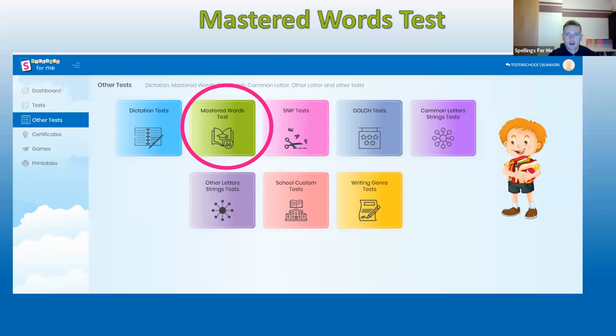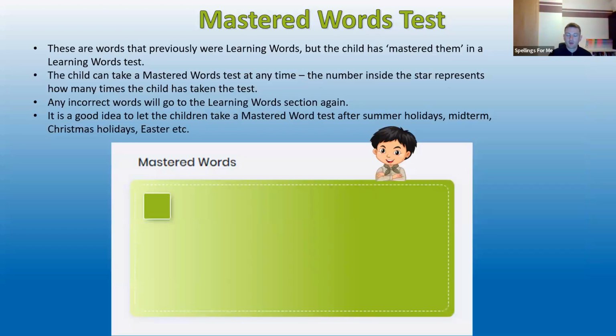Mastered words test: even though it's listed as an extra here in this video, it should not be an extra for those of you who are support teachers. For children with assessments of dyslexia, for children with retention difficulties, for children who find spelling difficult, the mastered words test is really key to the program. They are words that a student has previously gotten wrong in their spelling test, and they have gone away and managed to learn. They have mastered them. Children can take mastered words tests at any time during the school year. Once again, the number inside the star represents how many times a student has practiced those tests.